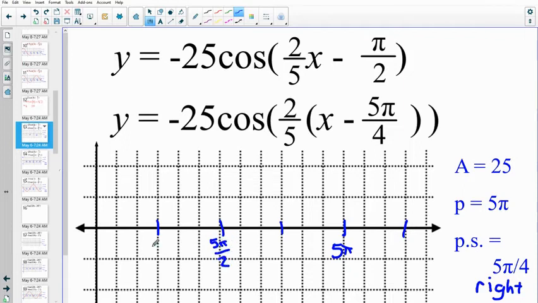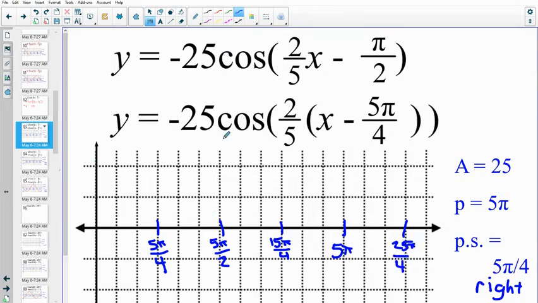Half of 5 pi over 2 is, ooh, look at that, 5 pi over 4. And that just happens to be what our phase shift is, which is both convenient and pretty common for us to see. So each one of these big intervals is 5 pi over 4. This is 5 pi over 4, 10 pi over 4, 15 pi over 4, 20 pi over 4, and 25 pi over 4. And again, this is a little bit sloppy, but it'll get cleaned up on the next slide.